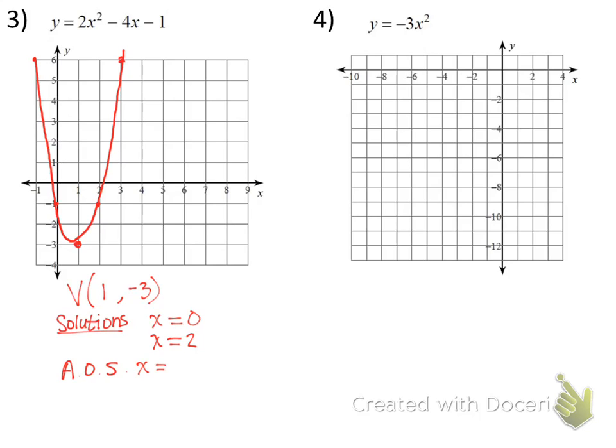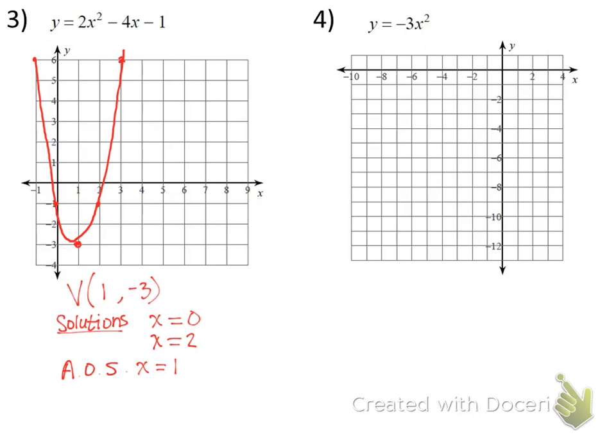5, 4, 3, 2. So you're writing down x is equal to 1. Okay, so that's your axis of symmetry. Then we want to ask ourselves: is this a minimum or a maximum? The question you want to ask: is there a point that this graph ever stops going up? Does it ever stop going up?